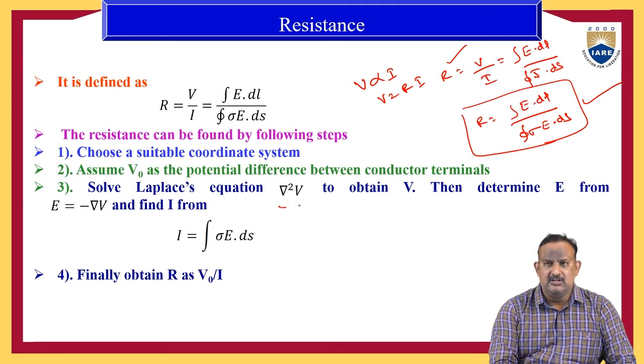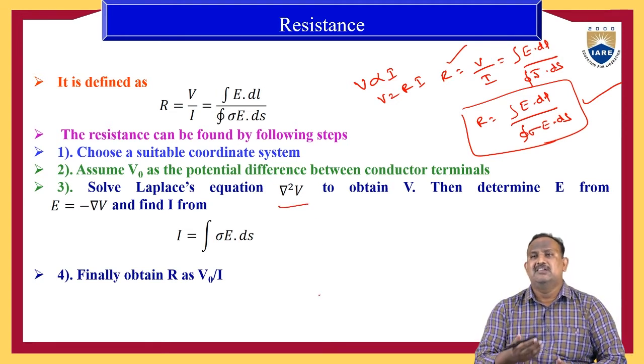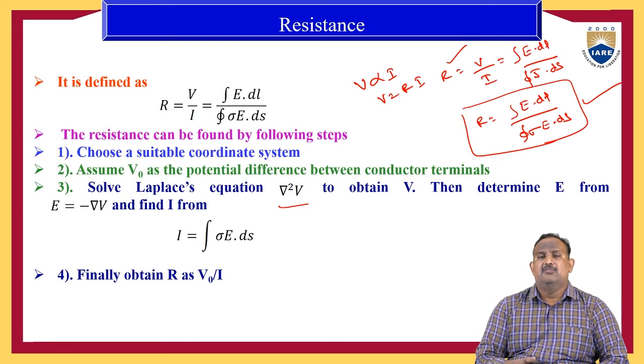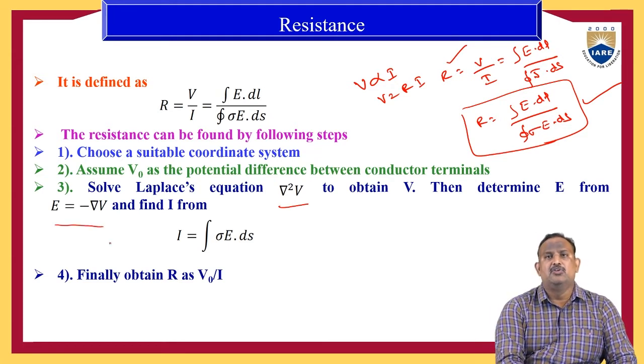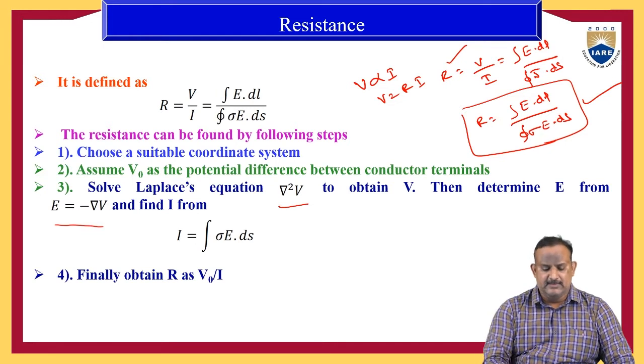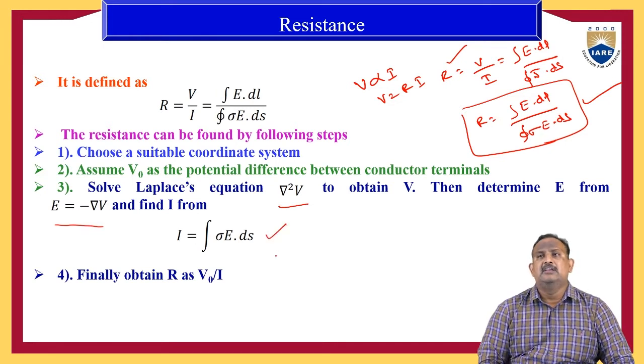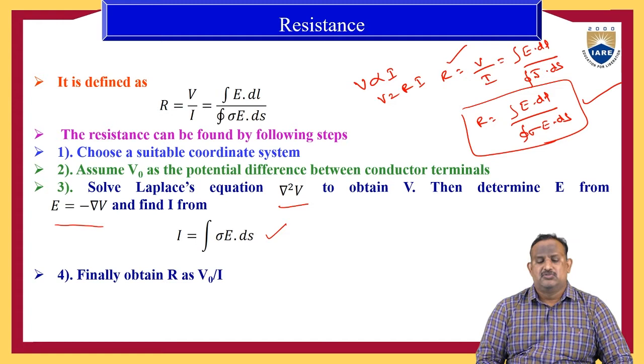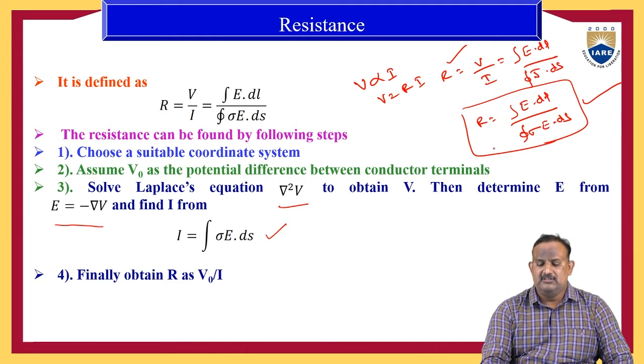We know the Laplace equation. Using the Laplace equation, we need to solve for the potential value. After solving for the potential, we need to find the electric field intensity. The relation between electric field intensity and potential V is E equal to minus del V. Using this formula, we find the electric field intensity, then find the current, and then substitute into the voltage. From this voltage and current, we can find the resistance value.